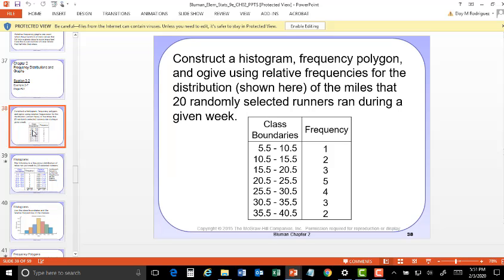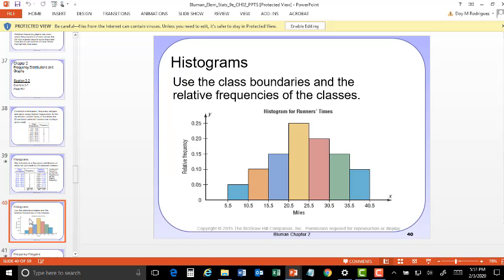So construct a histogram, a frequency polygon, and an Ogive using relative frequency for the distribution. So here's the data. Next time you come into it, instead of tallies, you put numbers. Might be a better way. Okay, and then there's the upper boundaries. Now, relative frequencies.